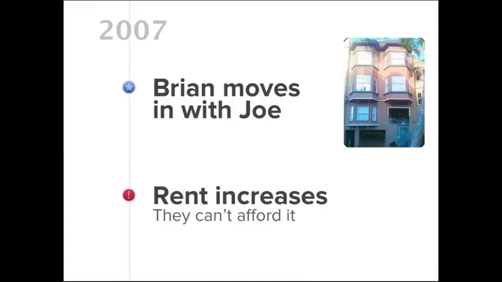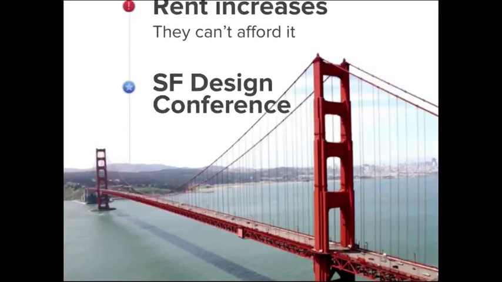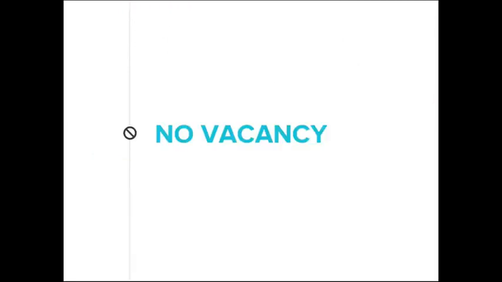Brian moves in with Joe, and rent increases dramatically. So dramatically, in fact, that they can't afford it. At the same time, there is a design conference happening in San Francisco. And the attendees of this conference have a problem as well, which is that there's absolutely no vacancy in the entire city.